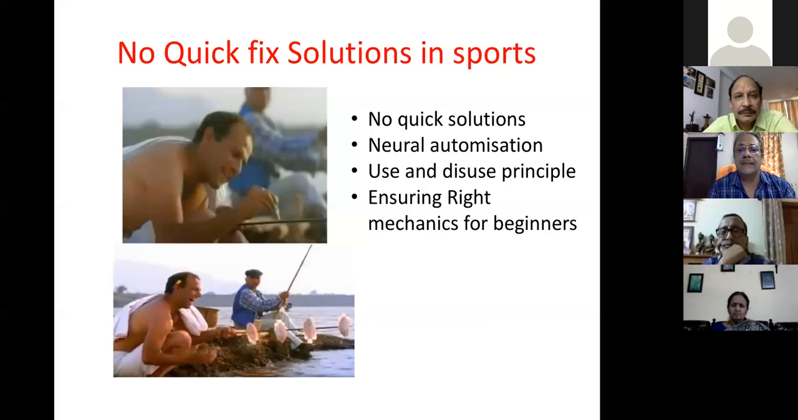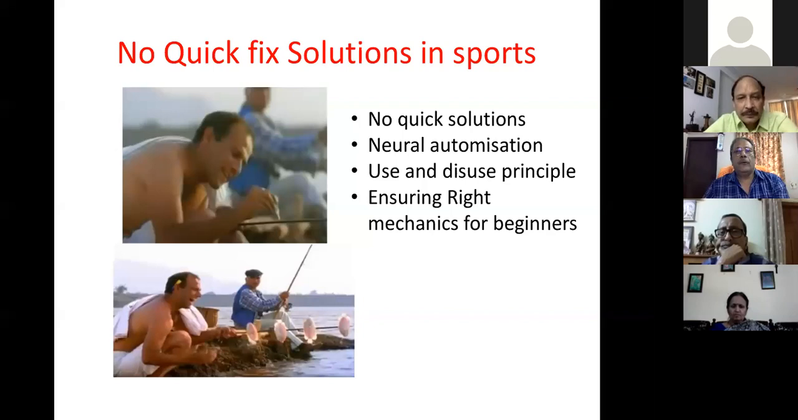So the use and disuse principle also needs to be understood. Sometimes what happens is that if you are not doing any activity for quite a long time, then the neural automation which you have achieved is lost. And then there is a possibility for you to change technique in that case.